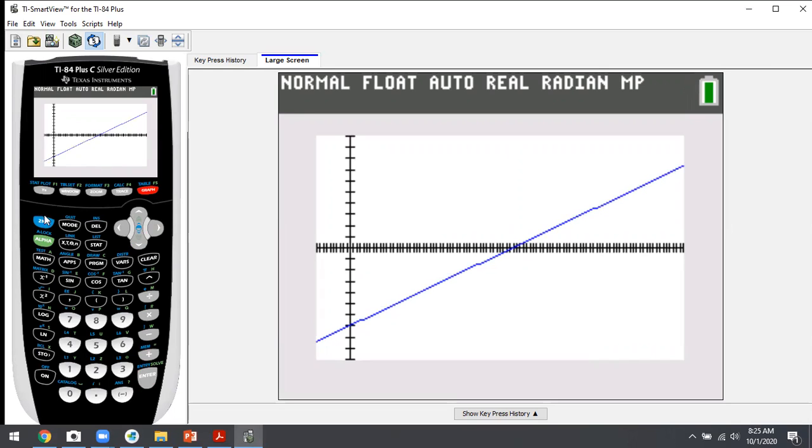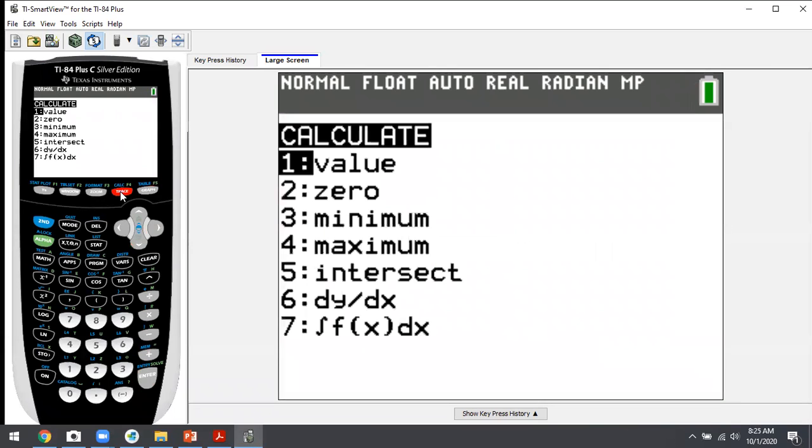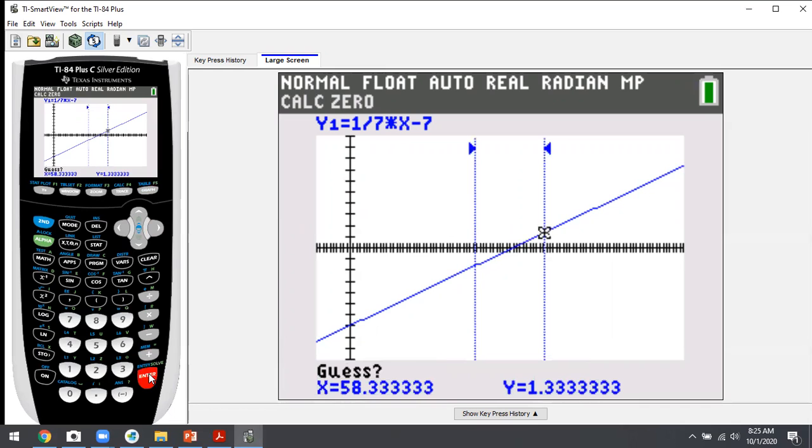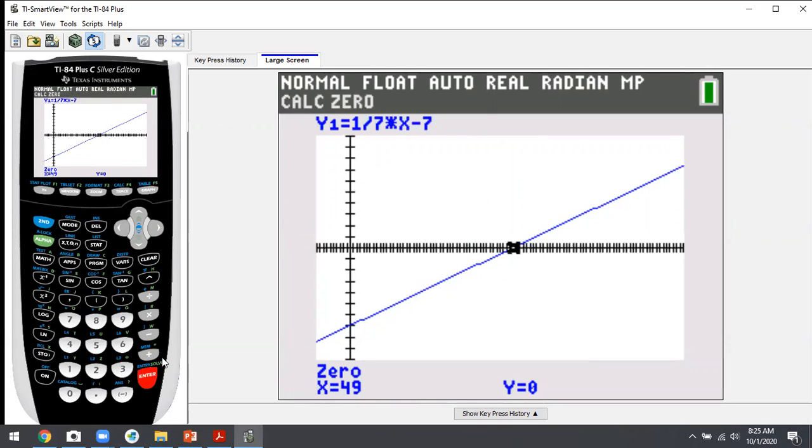Okay, so let's do second calc. What's this thing called? A 0, right? Looking for 0, so you hit number 2. Move your cursor anywhere to the left of it. Doesn't matter where. Hit enter. Move your cursor anywhere to the right. Doesn't matter where. Hit enter, and when you hit guess, doesn't matter, hit enter, and then you get your answer: 49. There it is. There's your answer. So the solution to this thing is x equals 49.